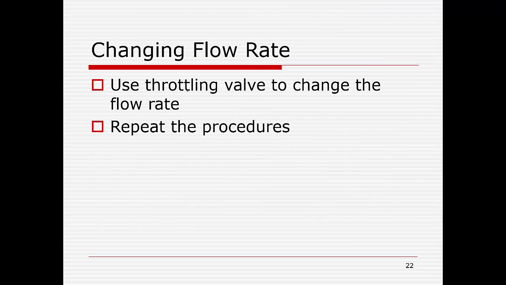Then you are going to use the throttling valve to change the flow rate and repeat the procedure. Basically, use the pitot tube traverse across the duct and measure the velocity at multiple points and average them after linearizing them, taking a square root. And then you determine the flow rate. You already have the static pressure from the pitot tube, and you are going to plot it. And you keep on doing it and get the flow rate versus the static pressure. So that is the fan curve. That's our whole objective.